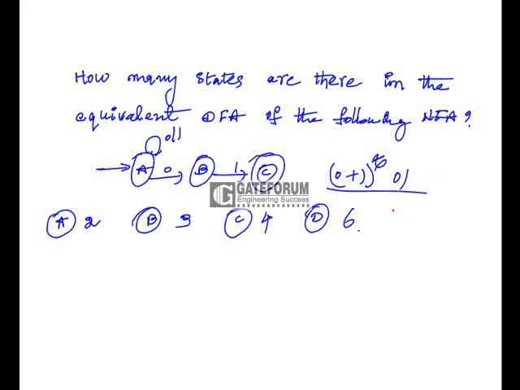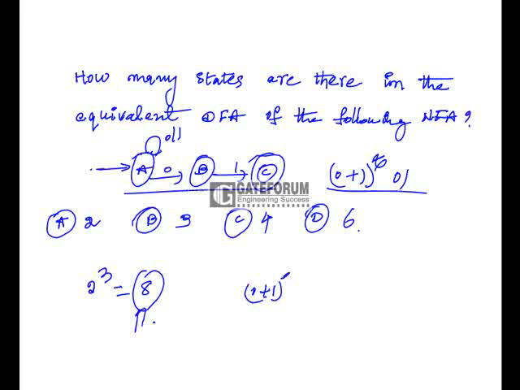So we can have an equivalent DFA for this. With 3 states in the NFA, at maximum we can have 2 power 3 states in the equivalent DFA, that is 8 states, that is the maximum. But the minimum we can have is 3 states. It is possible with minimum states.